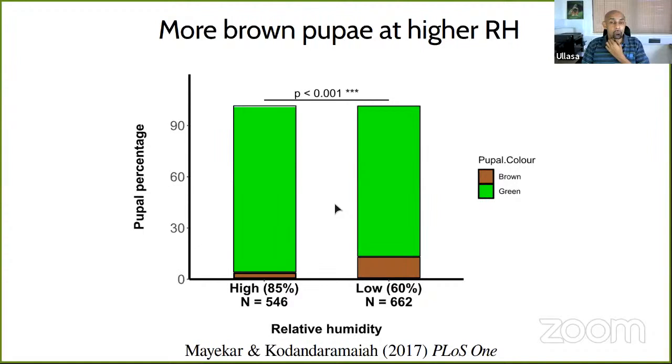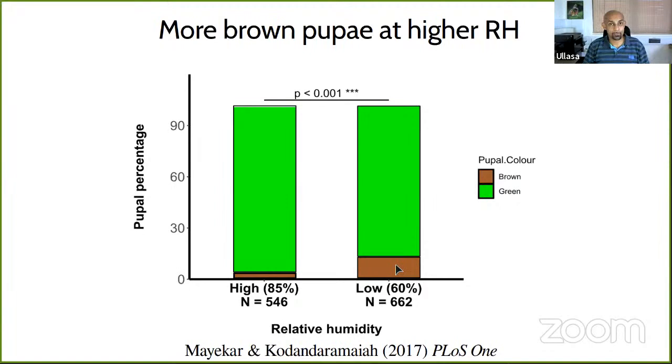So we tested whether the proportion of green and brown pupae varies with RH. RH is relative humidity, which tells you how moist the air is. When we grow them at low RH conditions, in other words, dry conditions, you get a little more brown pupae. It's not a huge difference, but there is a difference. So perhaps during the dry season, there's a higher tendency to have brown pupae because the background has a lot of dried leaves and so on. So this is better camouflaged.